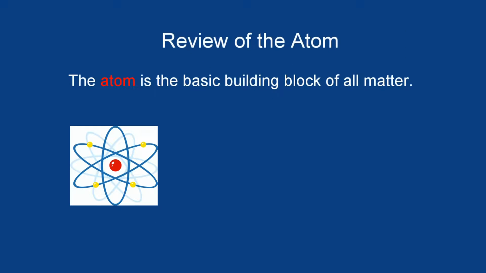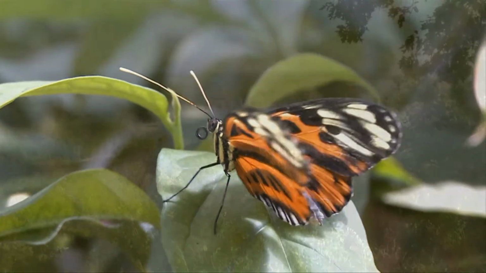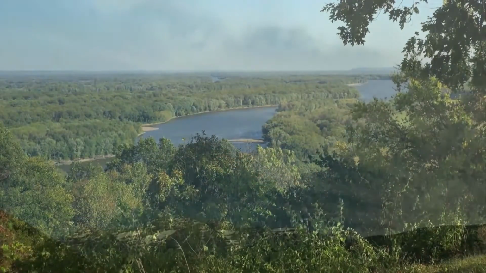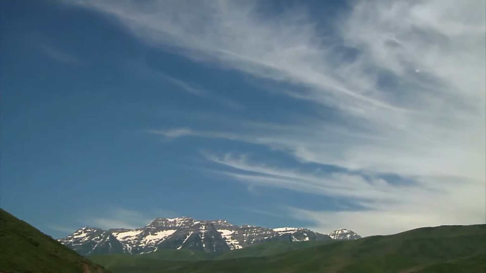We will begin our review of agricultural chemistry by looking at the structure of the atom. The atom is the basic building block of all matter. Everything material in the universe is made up of atoms or parts of atoms. People, plants, animals, water, trees, mountains, and even the clouds in the sky are all made up of atoms.